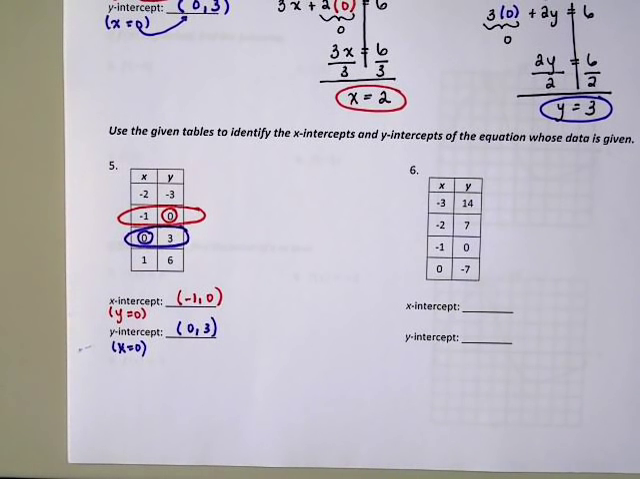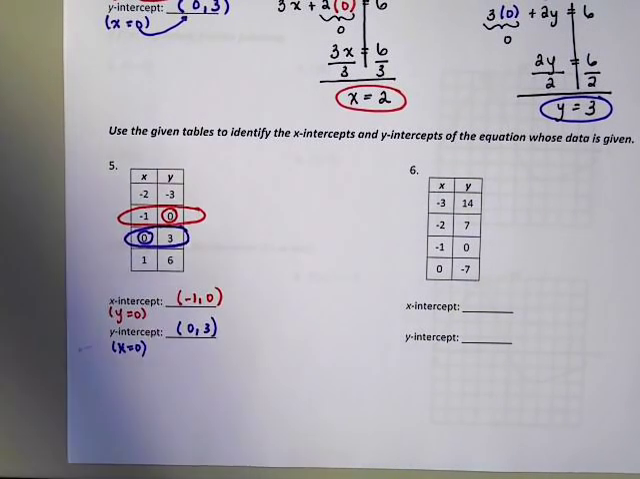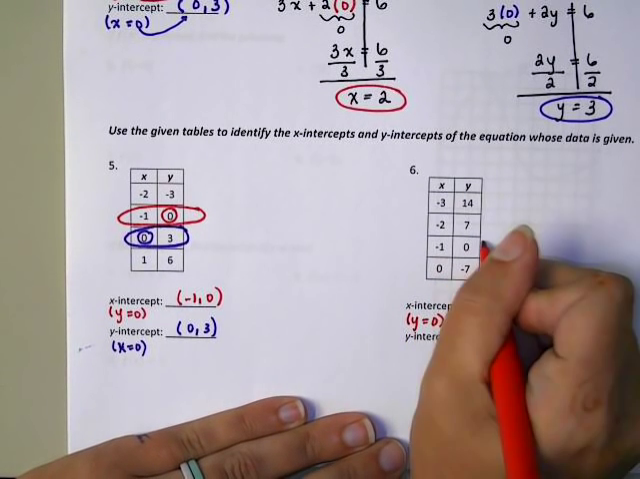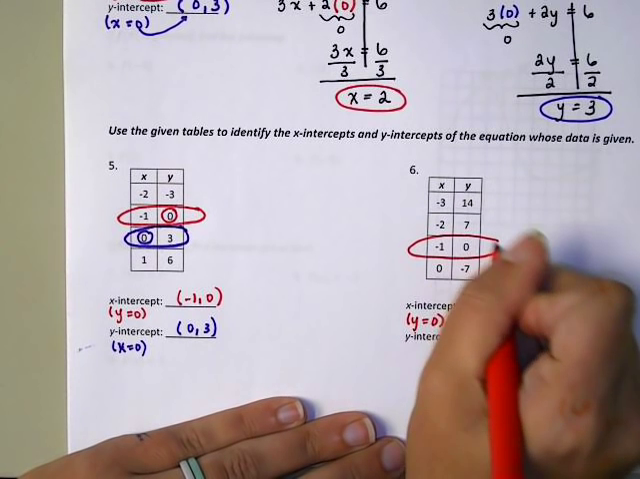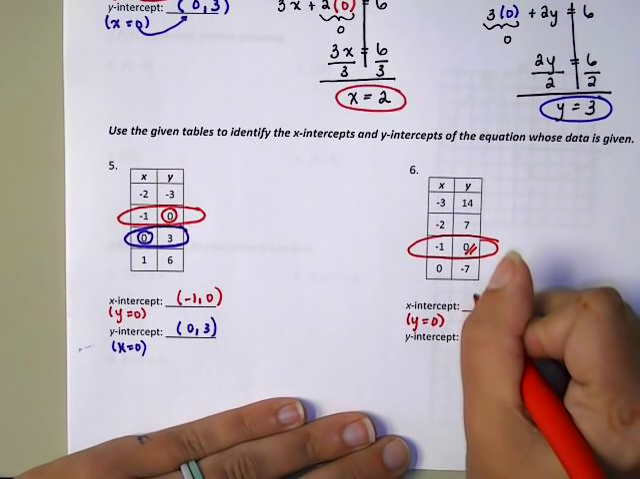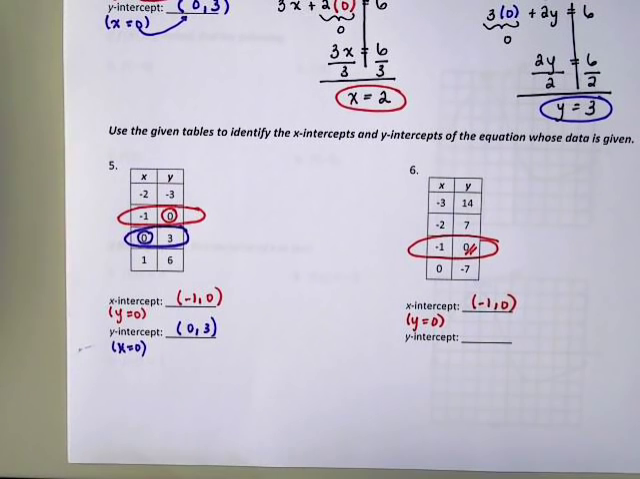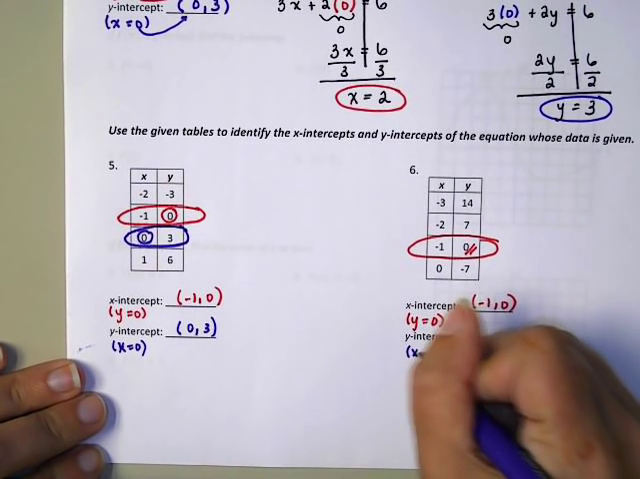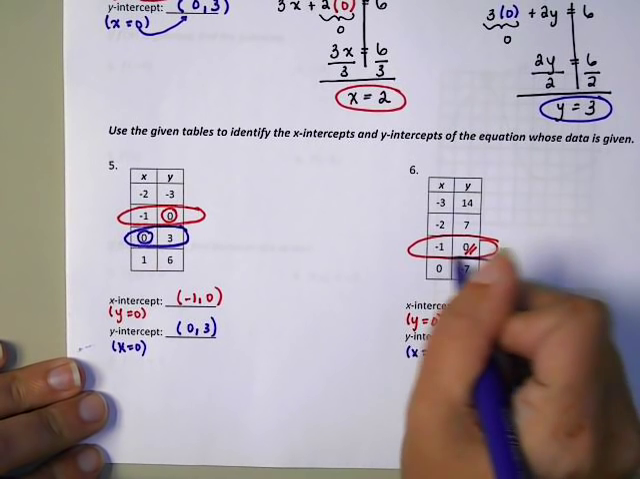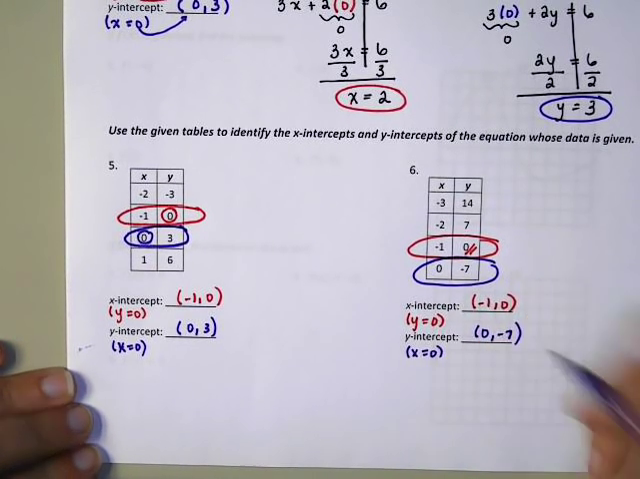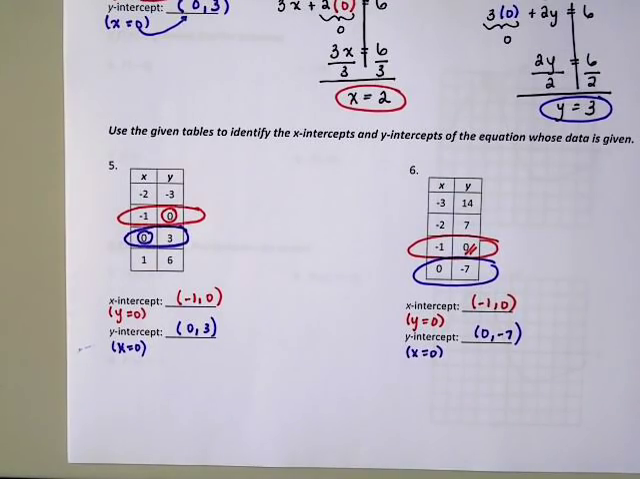I can do the same thing in the next table. So the x-intercept is the place where y is 0. In this table, the value of y is 0 right here. So I would have -1, 0 as my ordered pair. And the place where x is 0 is right here. So I would have 0, -7 as my ordered pair.